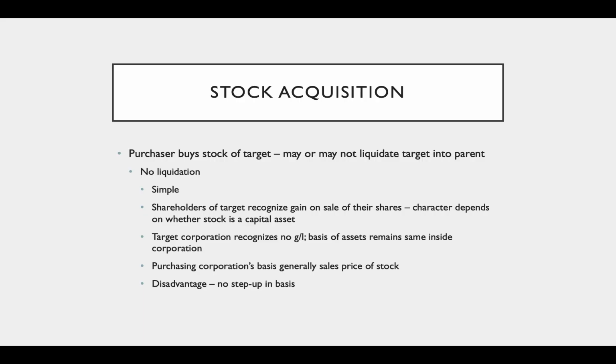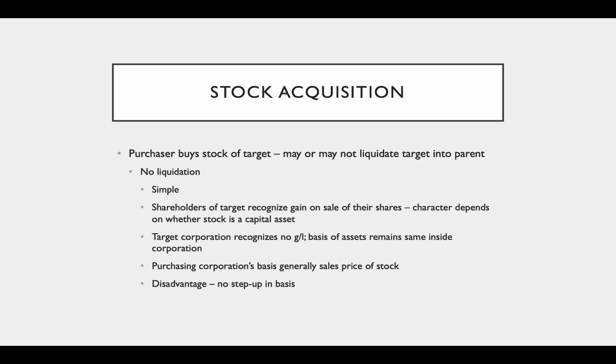If the parent chooses not to liquidate, that's a simple transaction, right? The shareholders of the target recognize gain on the sale of their shares, and then the character depends on the type of asset the stock is in their hands. The target corporation recognizes no gain or loss. The basis of the assets remain the same inside the corporation. Because if you think about it, nothing happened inside the target corporation.